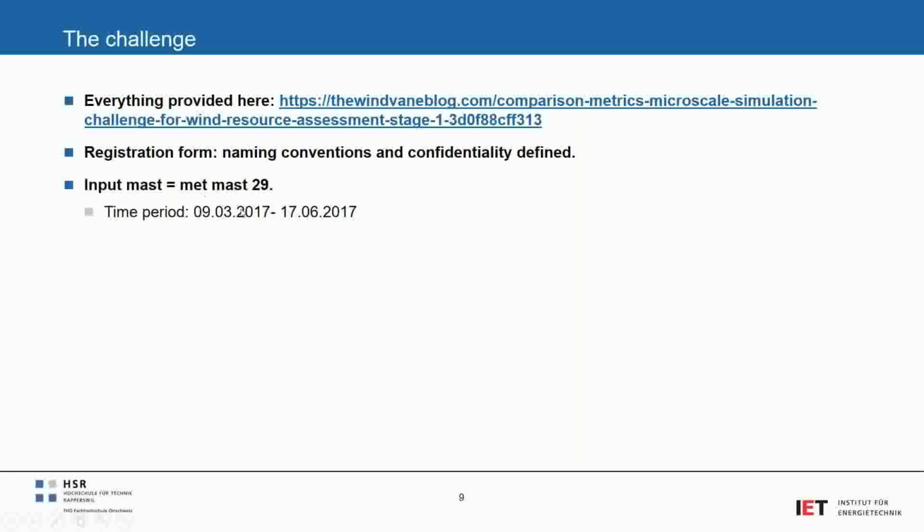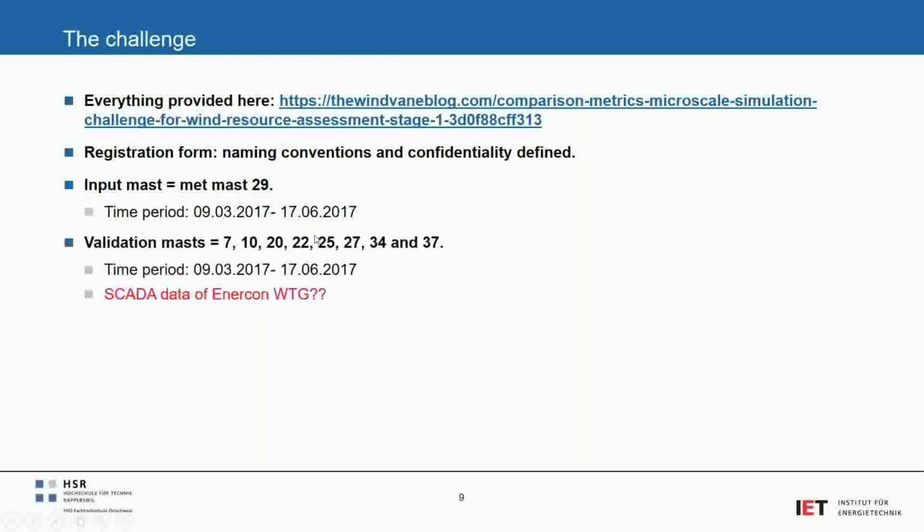And the input mask, as I said, is mask 29. We've had to use a time period where the input mask is overlapping with the validation mask, so the time period is a little bit shortened. It's basically from March 2017 till June 2017. The validation masks are all these ones here. And we're still kind of hoping for SCADA data of the Enercon wind turbine, but maybe somebody can say something to that after the presentation, if this is looking likely or not. We're probably going to be doing the validation with the wind data, because we're not quite sure if we have this data yet.